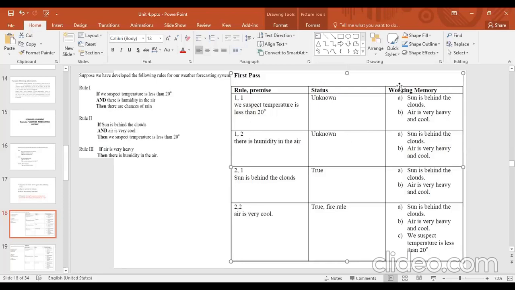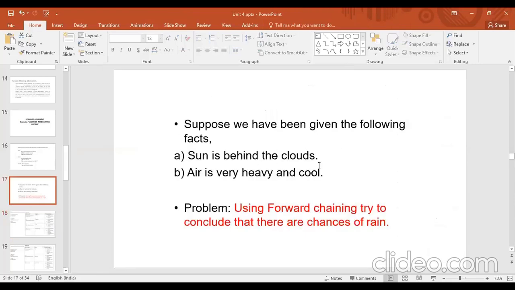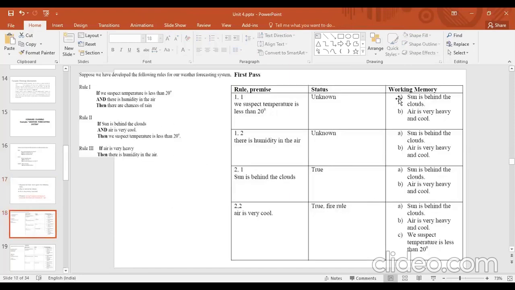Okay. Now in the working directory, I have given two facts, that is sun is behind the cloud and air is very heavy and cool. So this is already given. So this is written in the working directory, right? Now I check whether the rule is matched with the working memory or not. So here this sentence is not present in the working directory. So I write unknown. Okay.